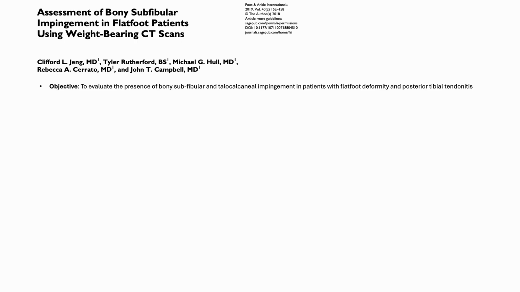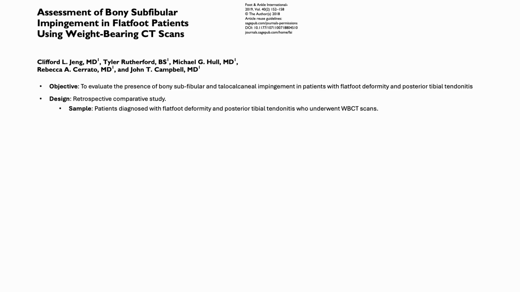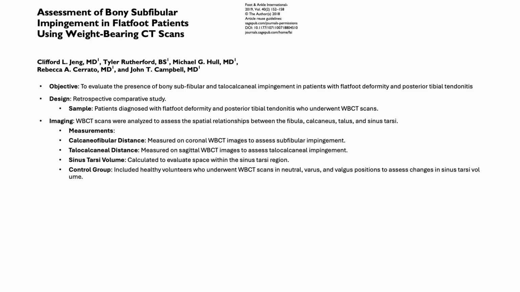Again, talking about subfibular impingement, I use it all the time for this. Study, I think 2019, they evaluated bony subfibular impingement or talocalcaneal impingement with flatfoot deformity and posterior tibial tendonitis. It's a retrospective comparative study. They diagnosed patients with flatfoot deformity and tendonitis and underwent weight-bearing CT scans. And then they analyzed measurements of it.